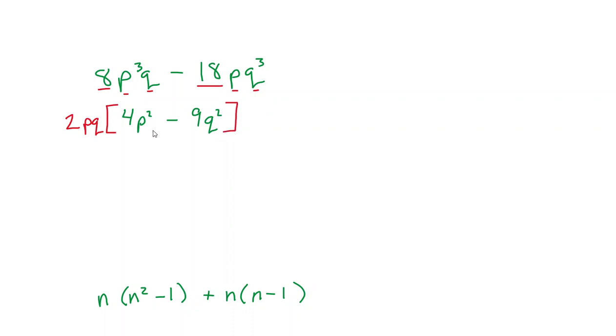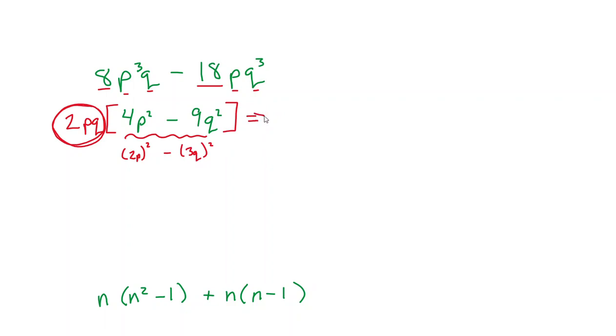Once I take out the GCF, the greatest common factor, which I don't want to lose, this is part of the problem, this is part of that expression. But once I take that out, we can see that this is a difference of squares. This is 2p squared minus 3q squared, and so that will be really easy to do.